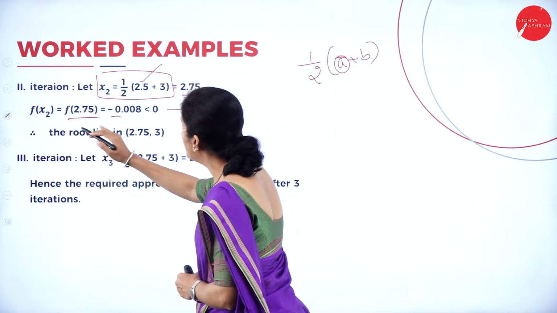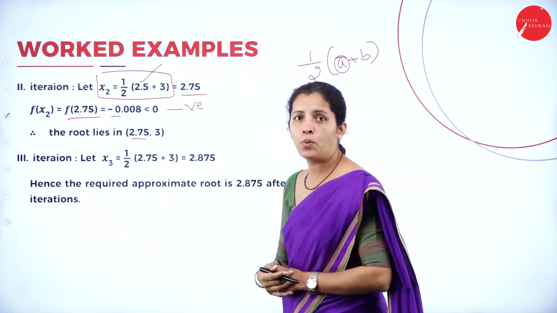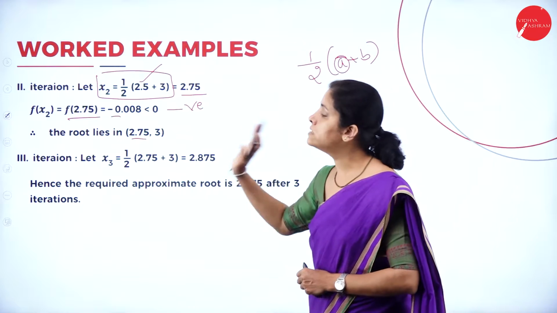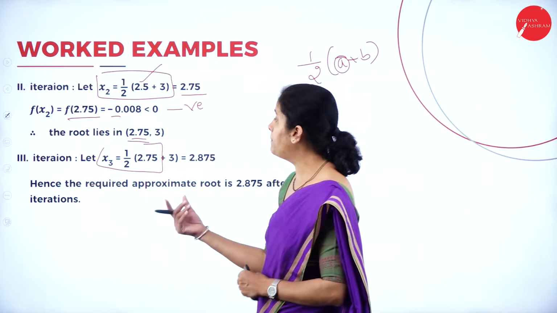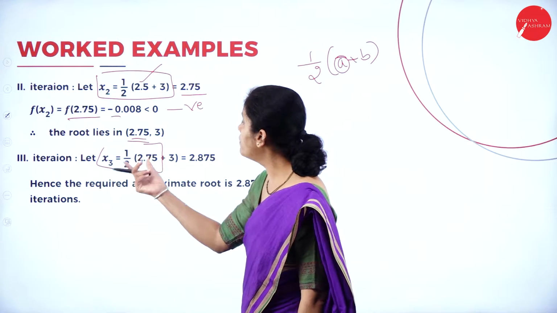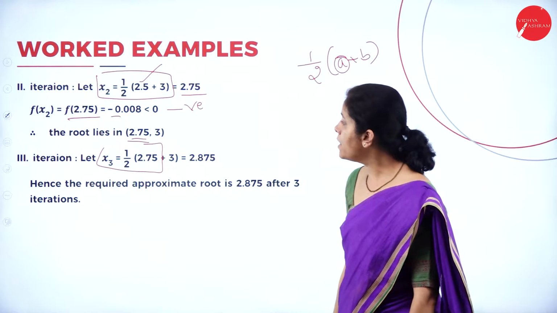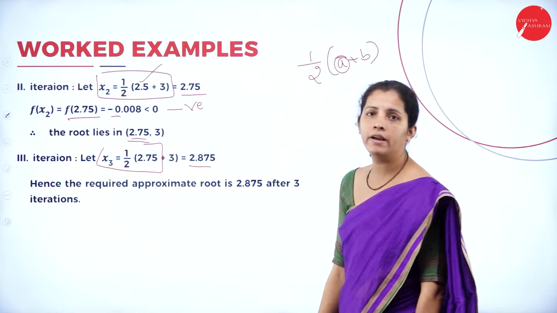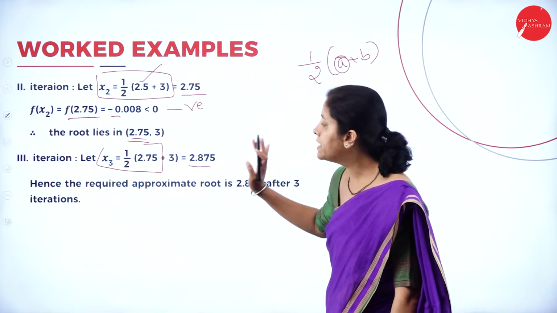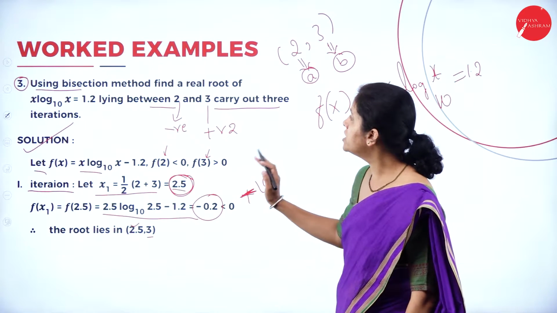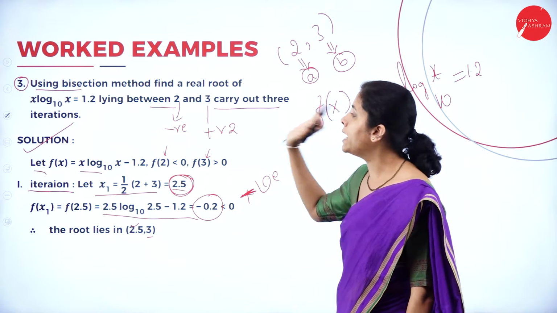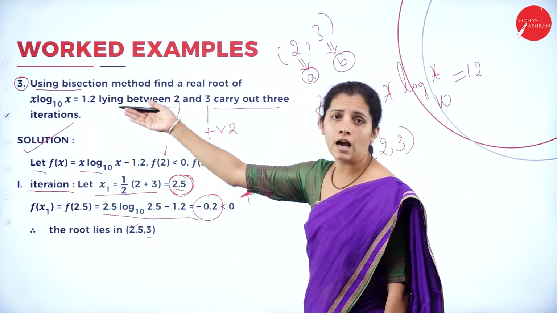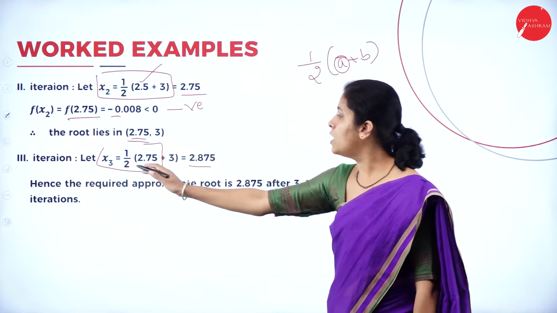So, the root lies between, instead of writing 2.5, I am going to change it to 2.75 and B remains as it is. Once again, I am going to apply the bisection formula, that is half of 2.75 plus 3. And when I divide, I am going to get 2.875. And I am going to stop the iteration because in the question, they directly mentioned that when I reach my third iteration, I want to stop. So, I am going to stop.